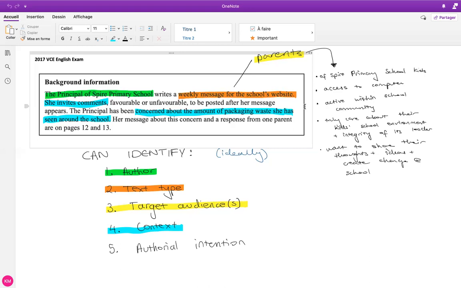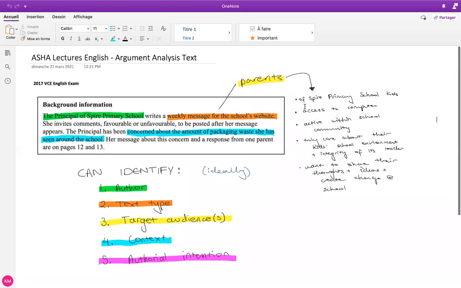Okay. I think I'll erase that and move on to the final part of this little presentation, which is identifying the authorial intention. This is the trickiest part. This is not easy. And as you can probably tell, if you read the text quickly again, the background information, you can't find the answer to this. The authorial intention isn't clearly there. It's not obvious. And it's our job to identify it by ourselves based on the information that we have.